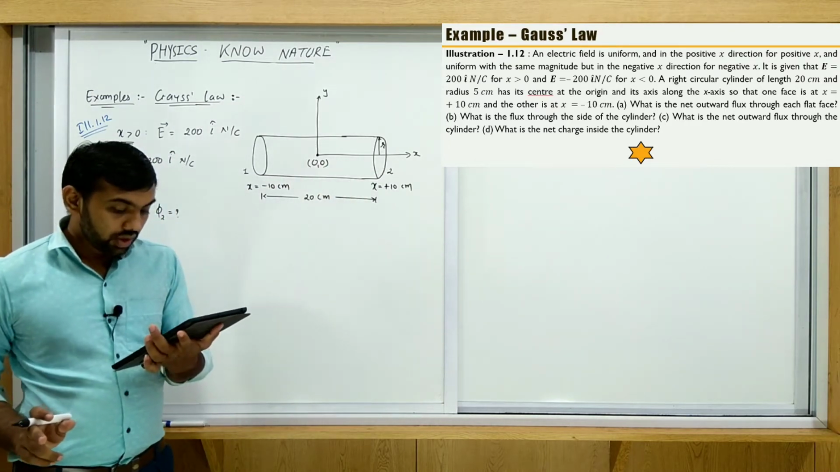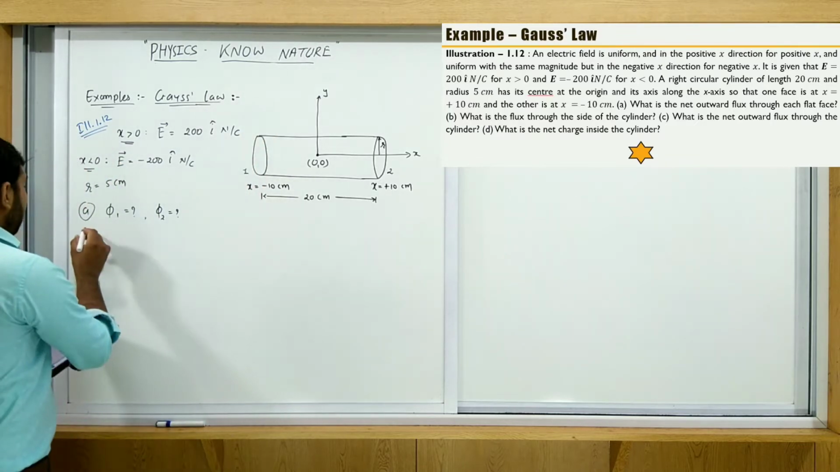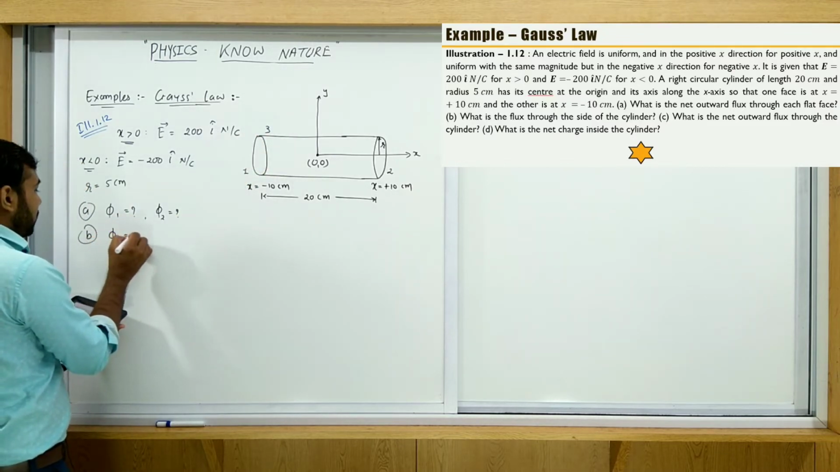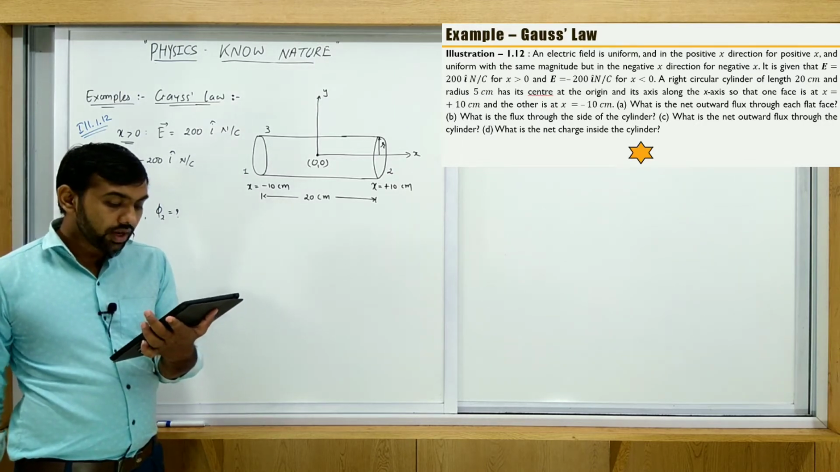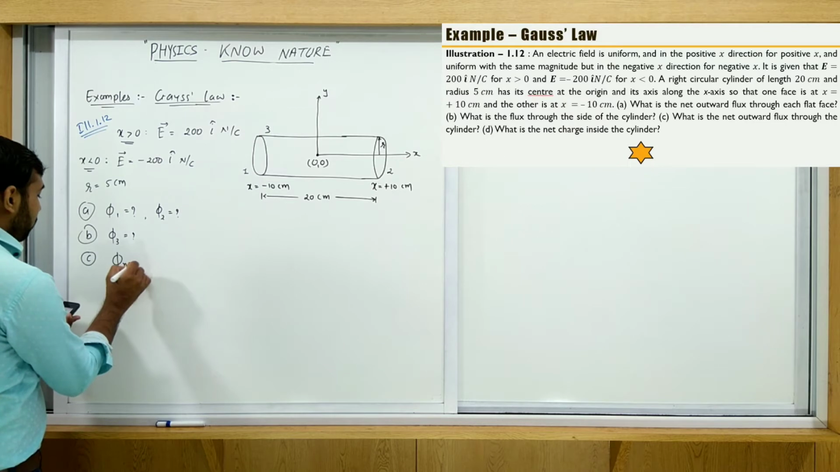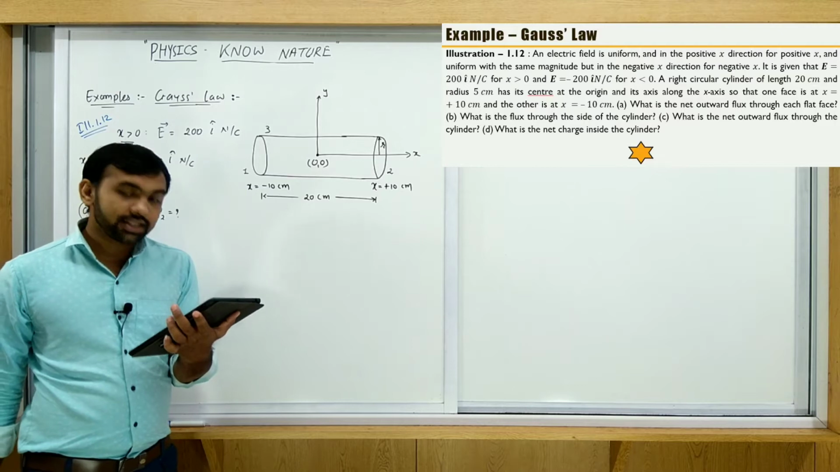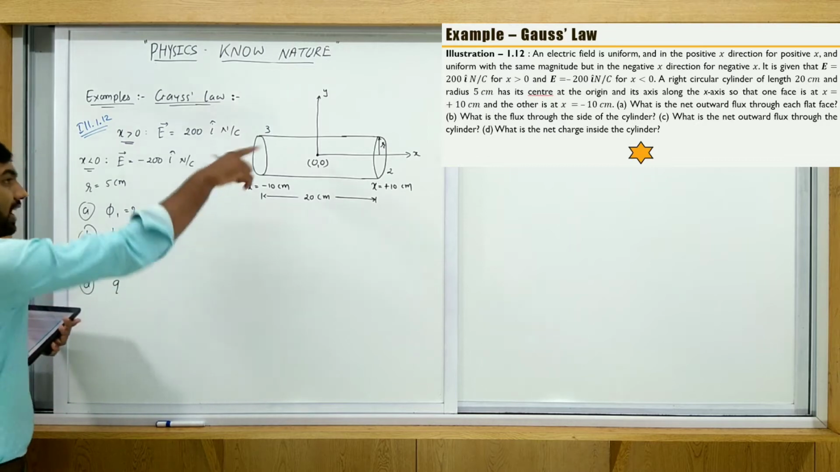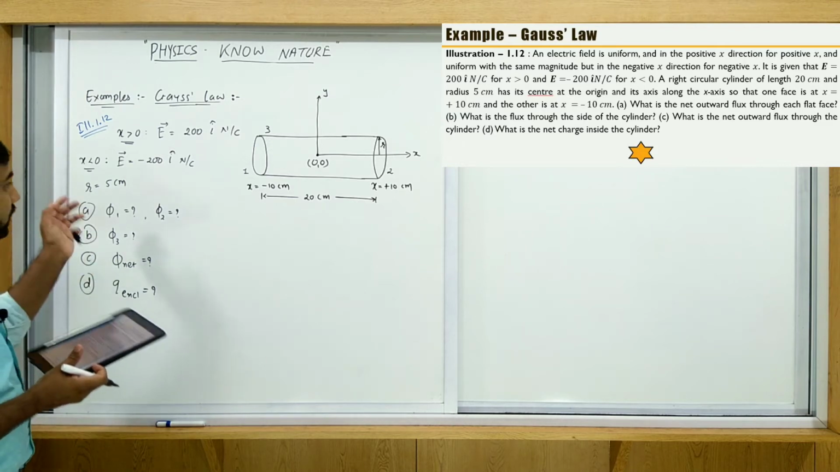Next, what is the flux through the side of this cylinder, this one? So second one, let's consider it as surface number 3. So B, what is phi 3? That is the next problem. And what is the net outward flux through the whole cylinder? So C, here you have to find out phi net through this whole cylinder, and what is the net charge inside the cylinder. So the next problem is finding out the Q enclosed inside the cylinder. We have to find this much data.